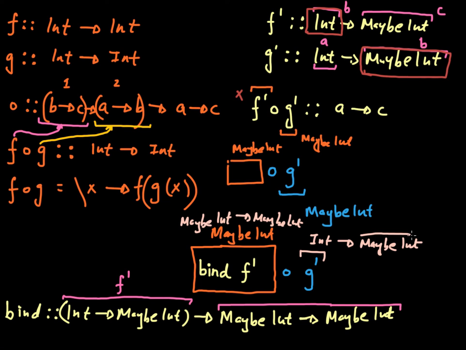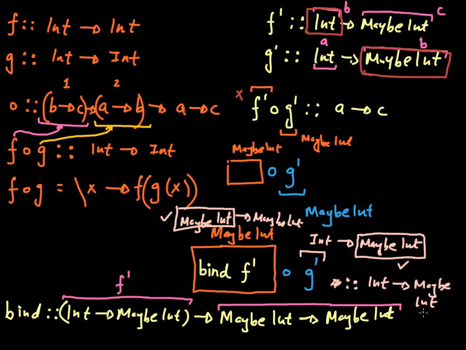The output over here matches the input of that orange box. Okay, these things match here, and because these things match, the function composition of bind f prime with g prime is going to give you back some kind of a function. The entire type signature of this entire piece there is going to be a function that goes now from an integer to maybe an integer. Okay, so this is what bind is doing here.